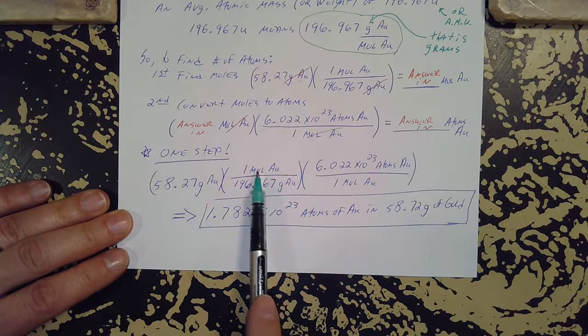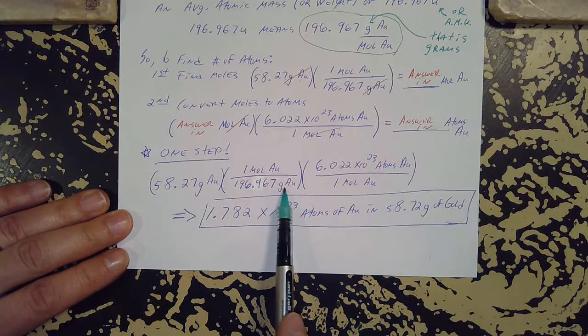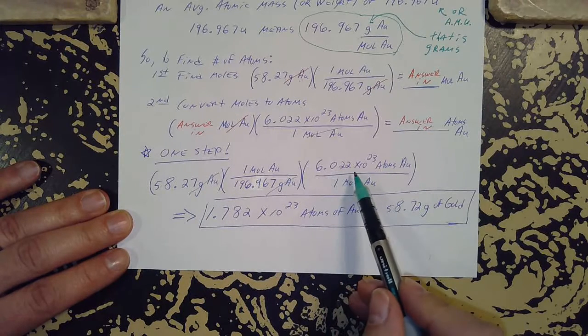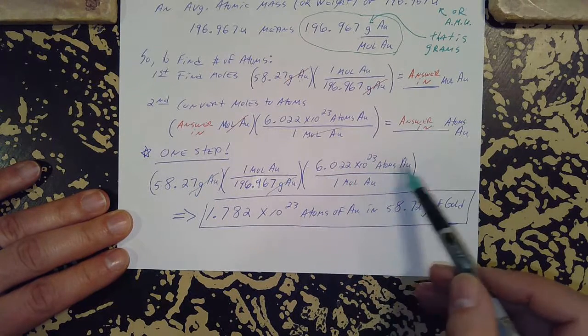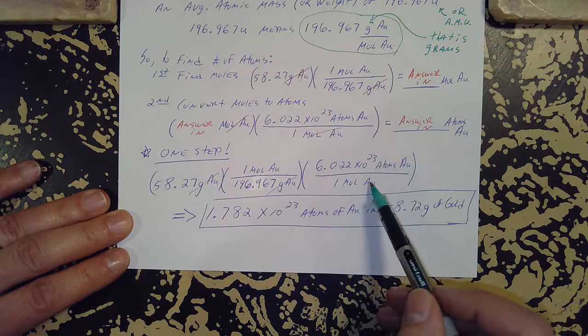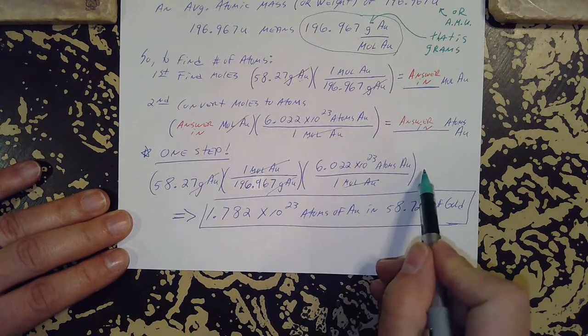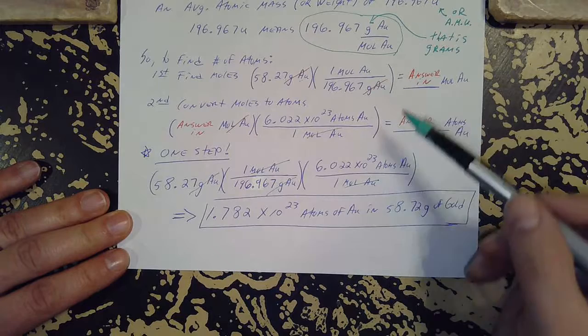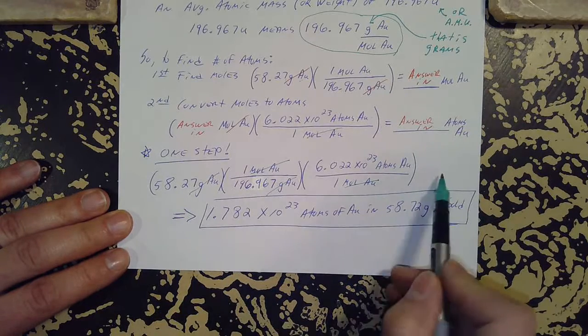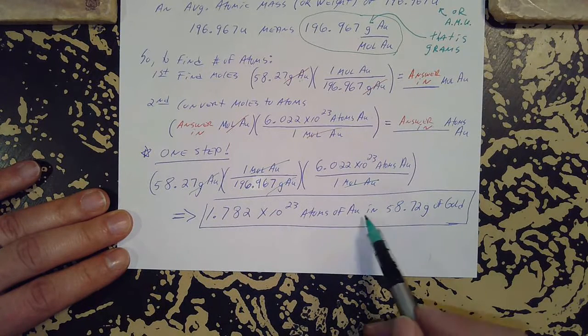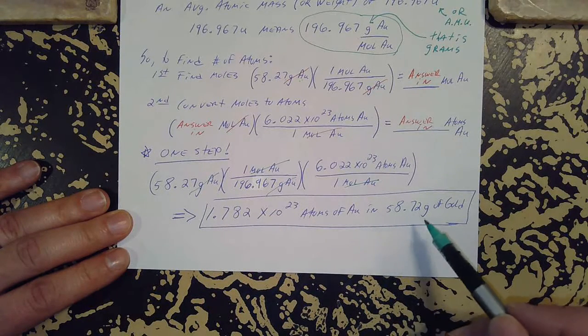Or you could just do it all in one step. Grams of gold times mole of gold over grams. The grams cancel. Times 6.022 times 10 to the 23rd atoms of gold per mole of gold. Now the moles cancel. And in one clean step, instead of having to do 2 steps separately and write the answers out, you go from grams to atoms. This would be your answer: 1.782 times 10 to the 23rd atoms of gold in 58.27 grams of gold.